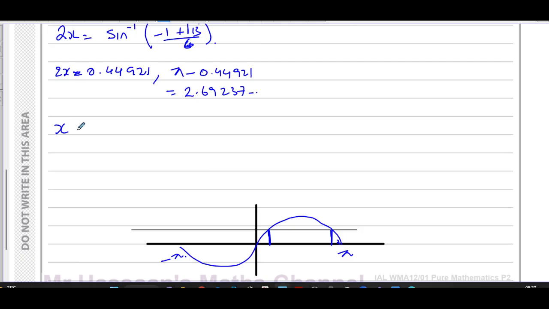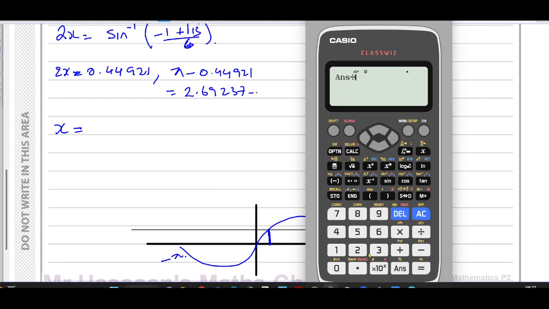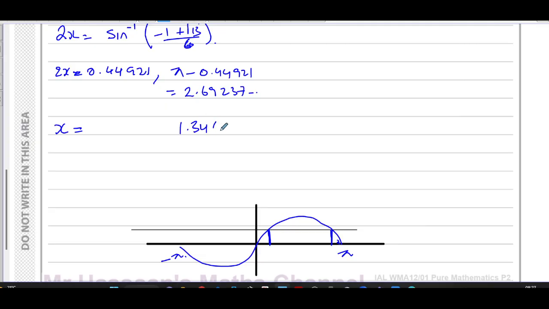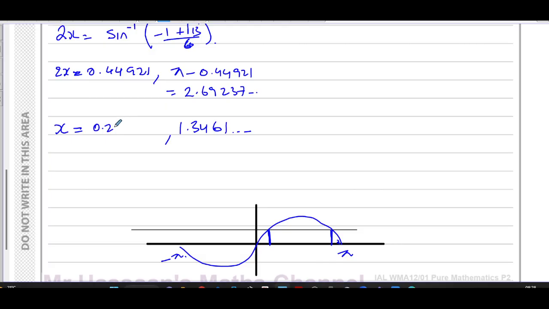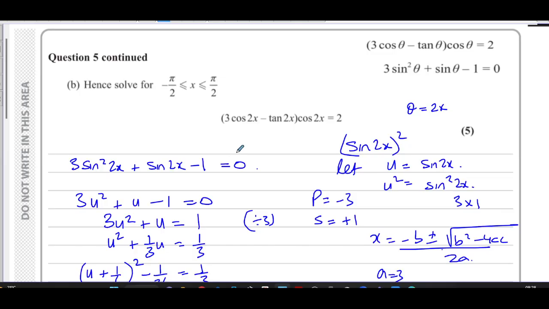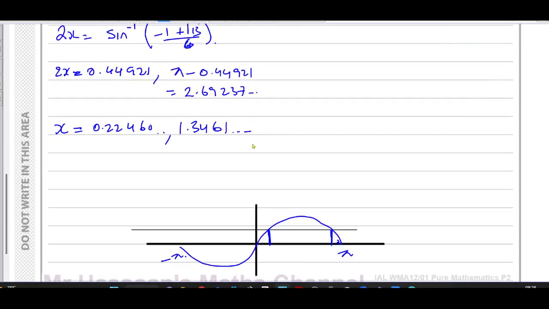And then to find the answers, we divide them by 2. I'm going to take this answer and divide it by 2. That gives me 1.3461 dot dot dot. I'll leave it like that for now. And this answer, I'm also going to divide by 2, because we want to find x, not 2x. That gives me 0.22460, and it continues. In the end, I'm going to round to 3 significant figures because they didn't mention anything, and these are angles in radians, which you should round to 3 significant figures if the answer is not exact.